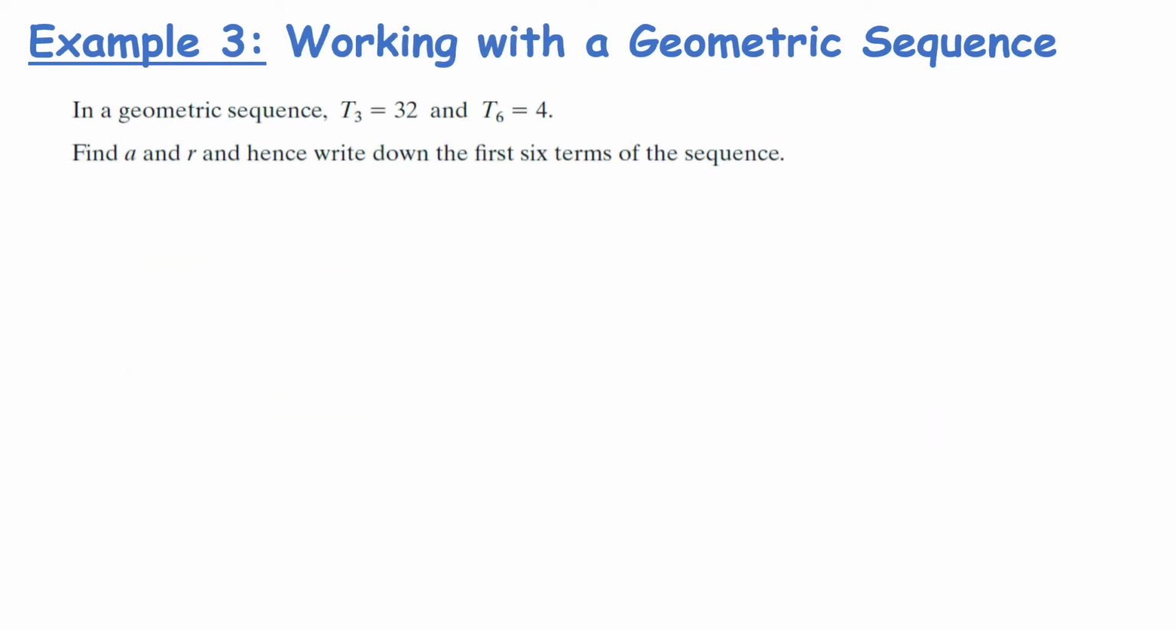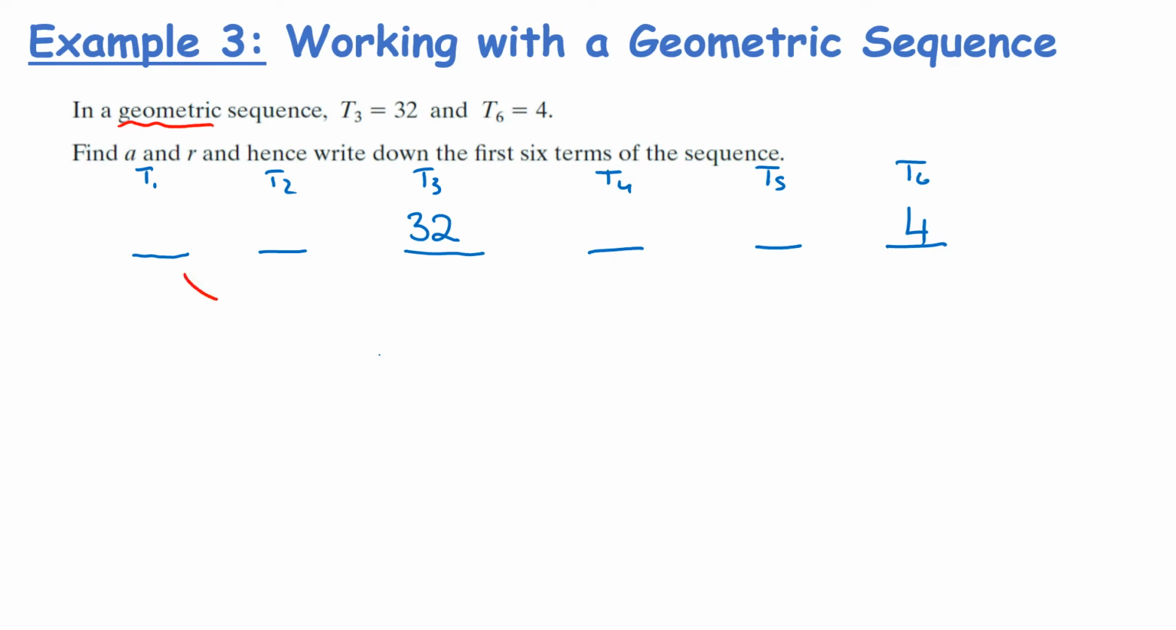So example 3, let's do a bit more working with the geometric sequence. Here is a geometric sequence that gives us T3 and T6. We're trying to find A and r and then write down the first 6 terms. What I like to do in cases like this is to illustrate what we've been given. So I'm going to draw out space for the 6 terms. This is 32 and this is 4. So this is T1, T2, T3, T4, T5, T6, and we know that it is geometric.